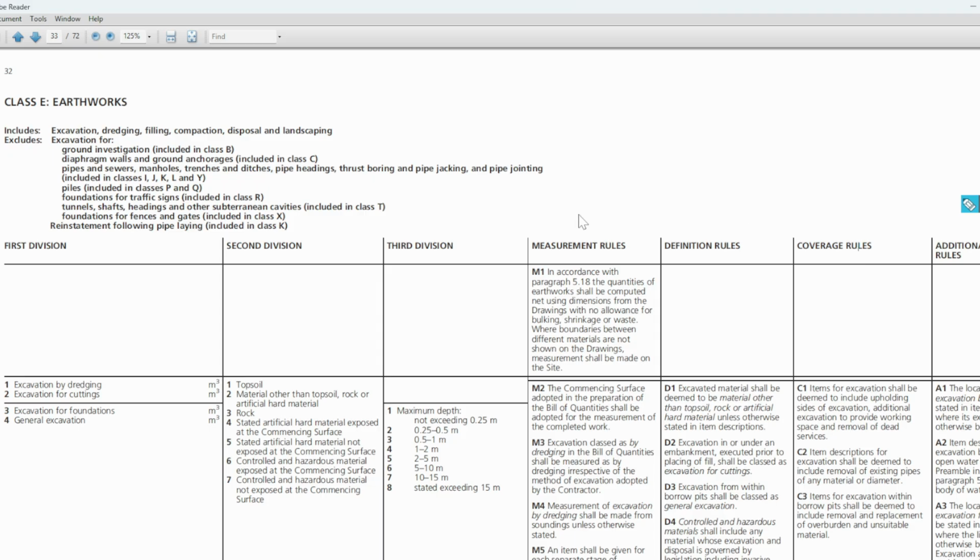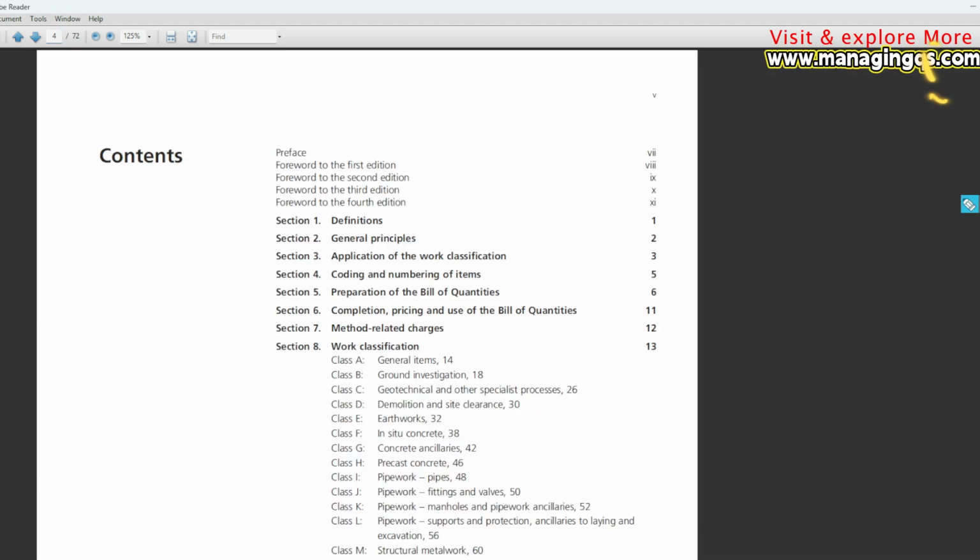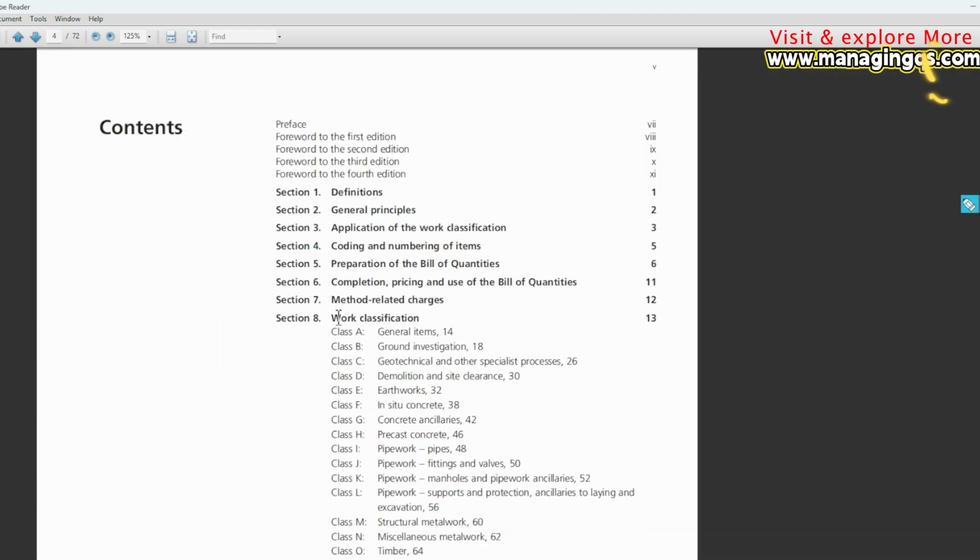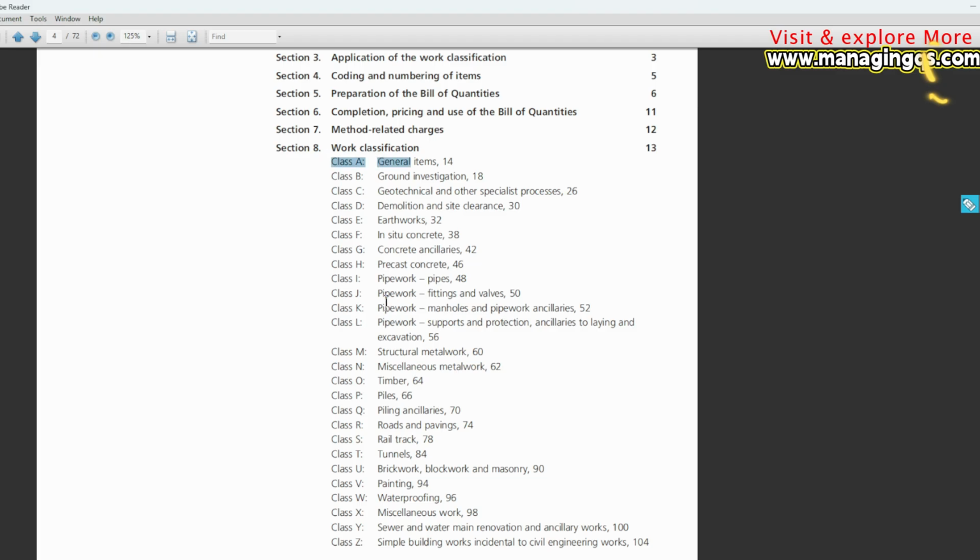Okay, so we know very well in the class E indicates the earthwork. Also there are lots of classes available in the SHASHAM. If you notice the content of this SHASHAM, there are lots of classes, class A to class Z. Each and every class indicates specific items. Under this class E, we are going to discuss the earthwork related things.